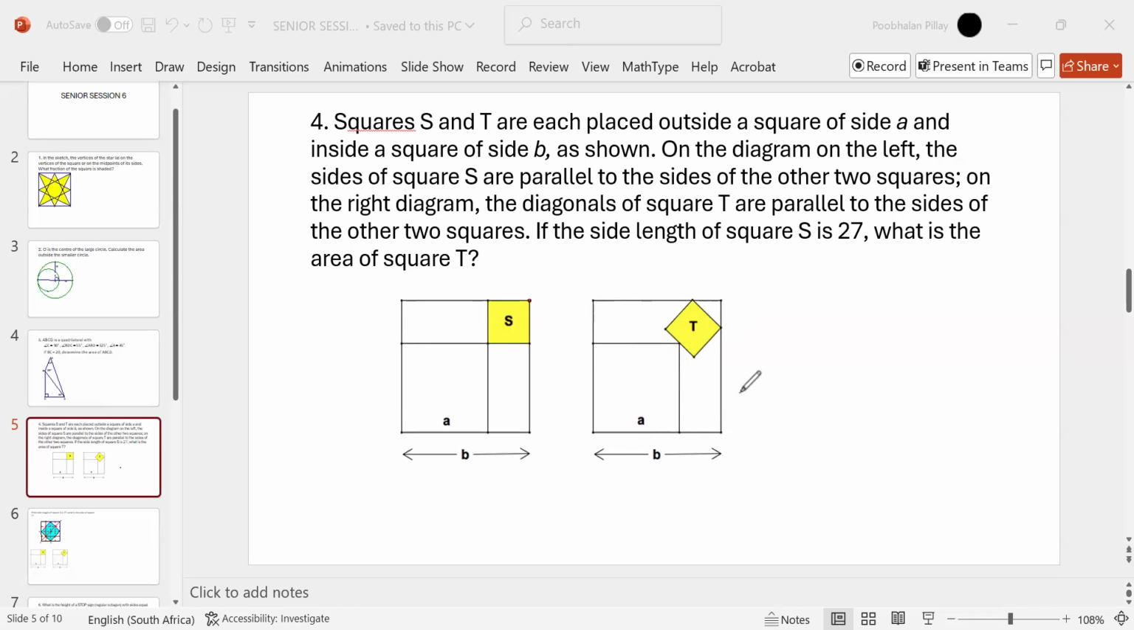So it's parallel to that side. Okay, so now you are also given that the side length of square S is 27. That allows you to calculate the area of S. It will be 729, 27 times 27. You don't have to work out 729. You can do everything just by canceling fractions. Right? And the question is, what is the area of square T? What is this area?